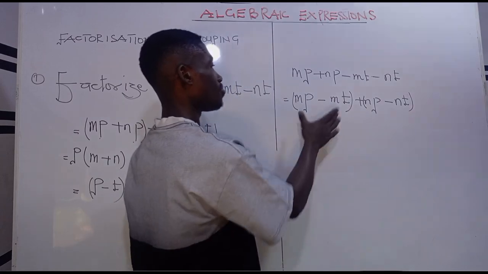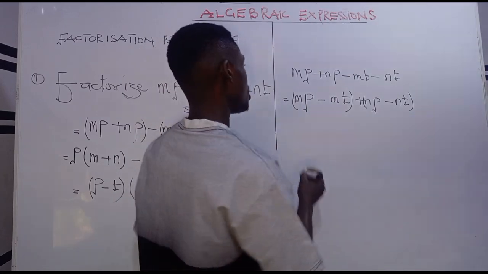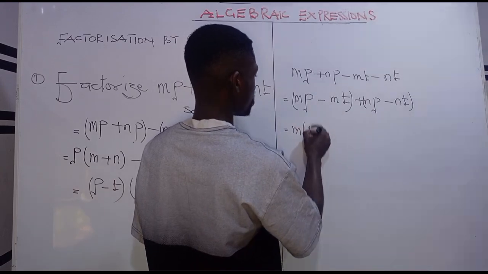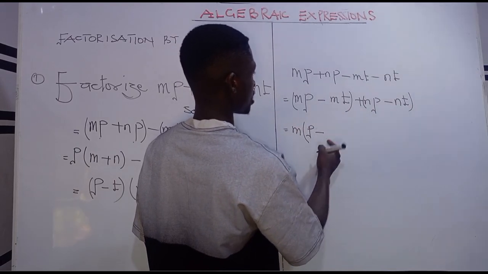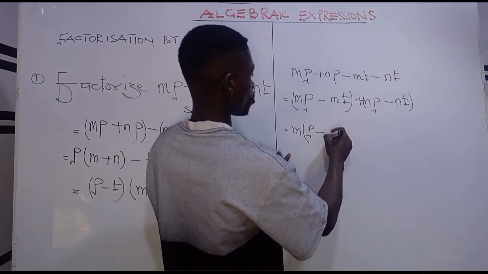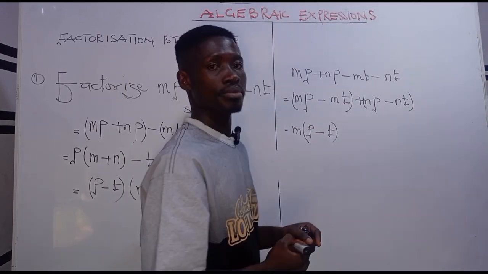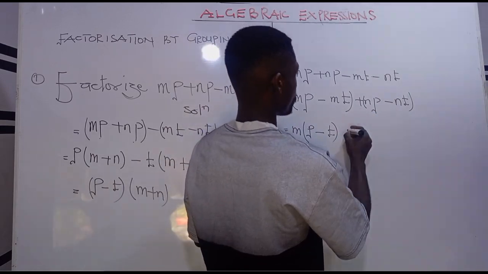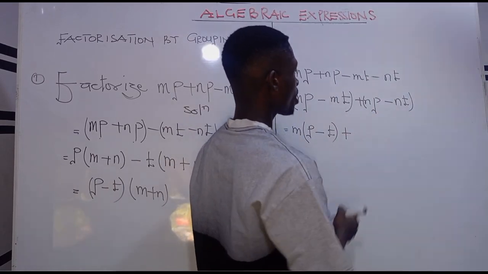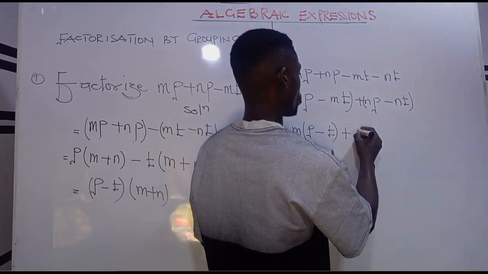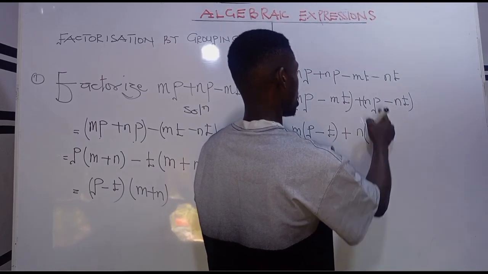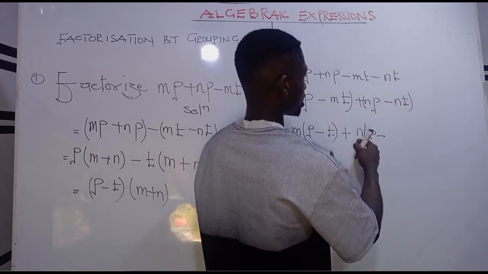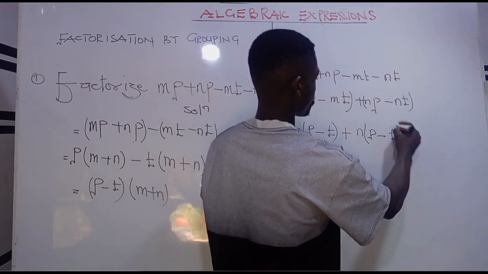So after that, we are going to factorize each grouping. So we have M here, so we can bring M out. We are left with what? P. And then minus. This M is out, we are left with what? T. So we are done with the first grouping. Let's move on to the second grouping. So we have plus, we have N and N, so we can factorize what out? N out, we are left with what? P. We have minus. Now this N is out, we are left with what? T.